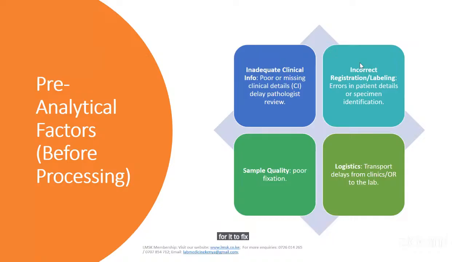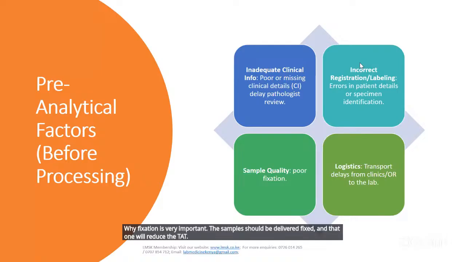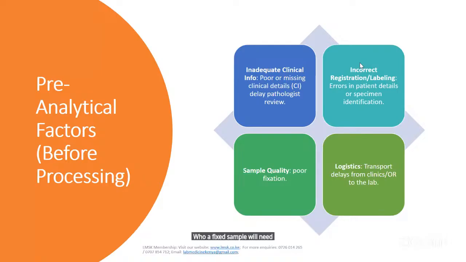And that one is also going to affect the TAT. So make sure that people in theaters, people taking samples, have enough information on why fixation is very important. The samples should be delivered fixed, and that will reduce the TAT. An unfixed sample will need more time for fixation.